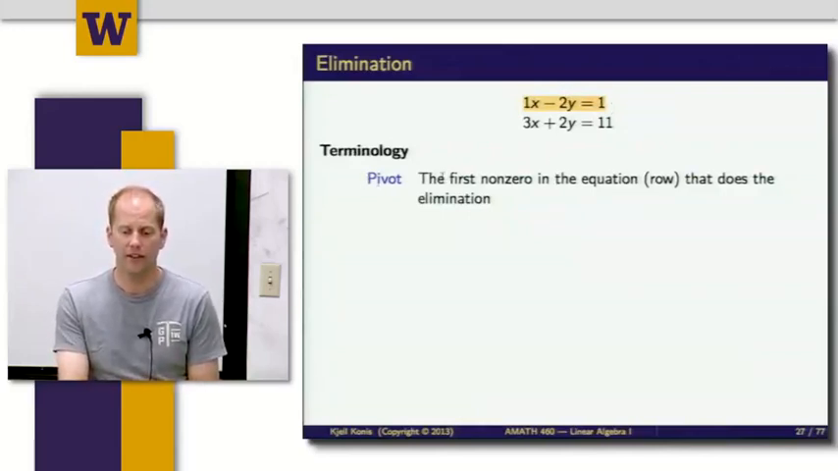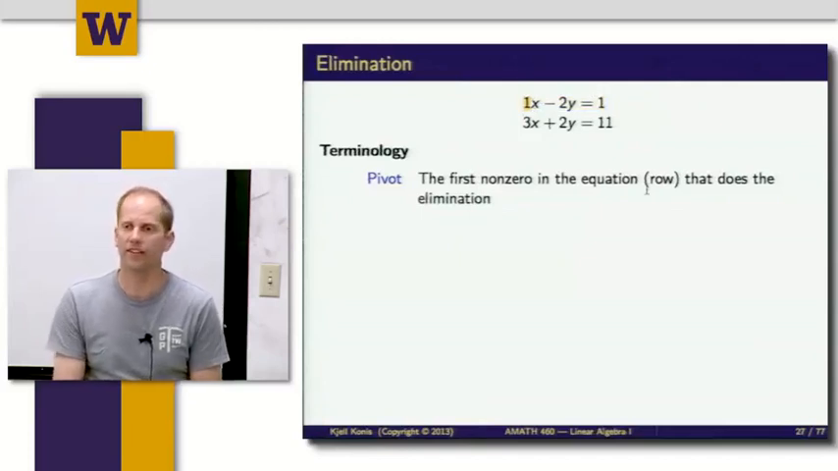So I'm going to use this equation to eliminate x. And the pivot is going to be the first non-zero. So I'm looking at the coefficients here. The equation that's going to do the elimination is highlighted, and the first non-zero coefficient is this 1. So that's why I had to put a 1 here, just so I could highlight it. That's going to be called the pivot.